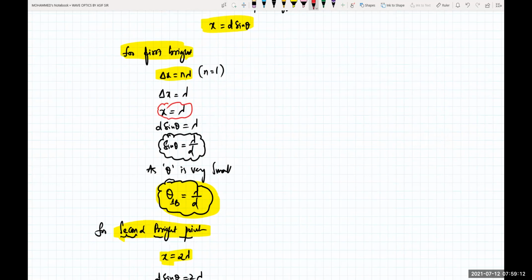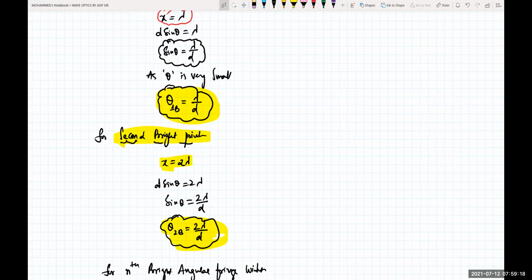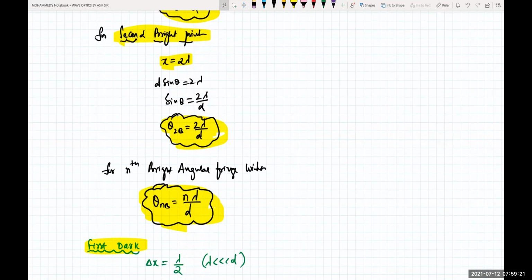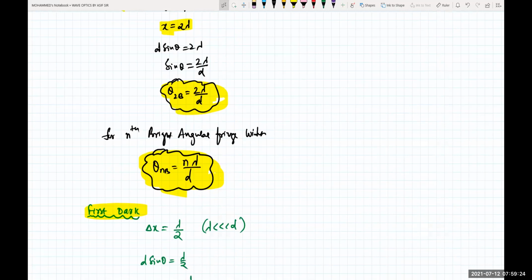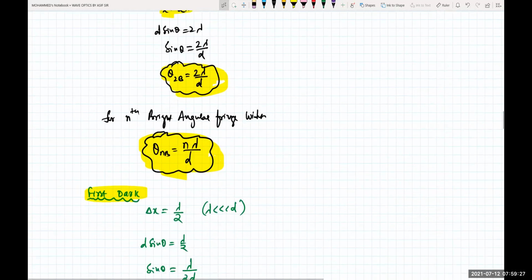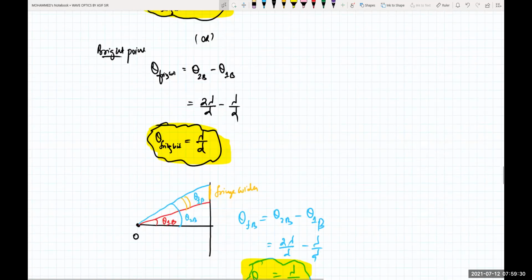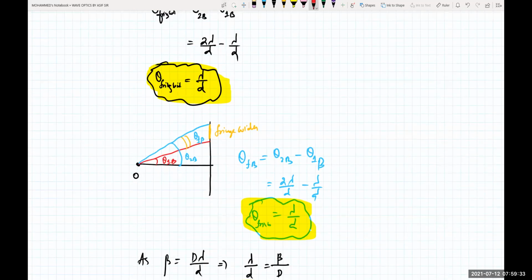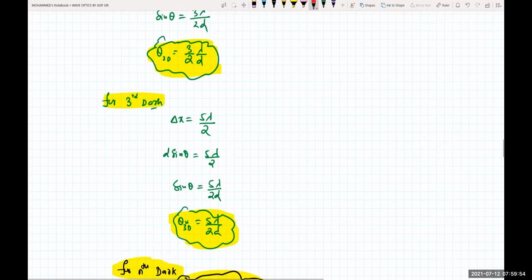If theta is very small, then only I can write that the first bright fringe is making an angle of lambda by d. The same way for the second bright point, delta x is equal to 2 lambda, that is 2 lambda by d. So for the nth bright fringe, the angular position formula is n into lambda by d. Is that clear for everyone? So this is your central point, and this is your central maxima, isn't it? This is your first bright, and this is your second bright. If I take the difference of those, that will give me the angular fringe width. Clear? So we got it like that for the bright.